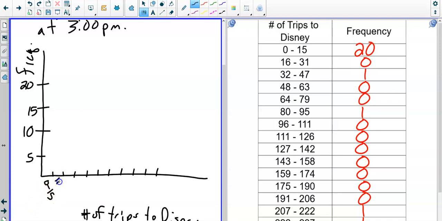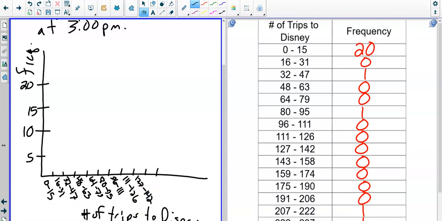So you've got 0 to 15, 16 to 31, 32 to 47, 48 to 63, 64 to 79, 80 to 95, 96 to 111, 111 to 126, 127 to 142.